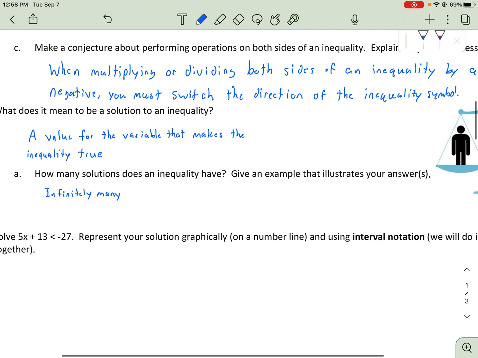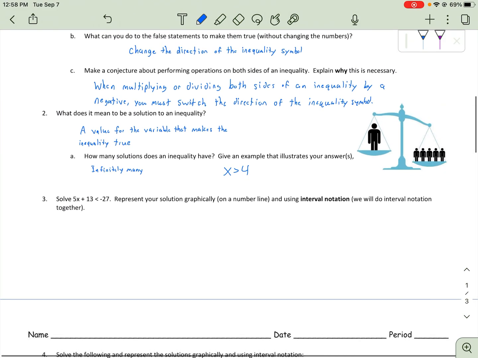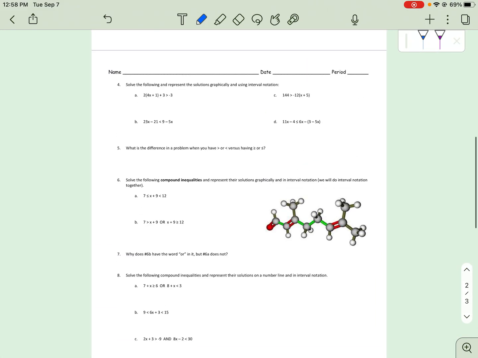For example, x is greater than 4. Well, how many numbers are greater than 4? 5, 6, 7, 8, 9, 10, 11, 12, and all those numbers, and you just go on forever. All right, so let's talk about how we can solve these and then graph them on a number line.